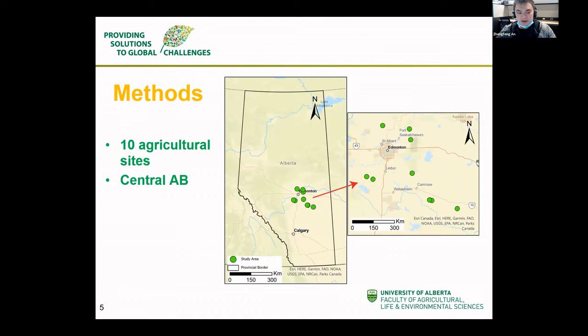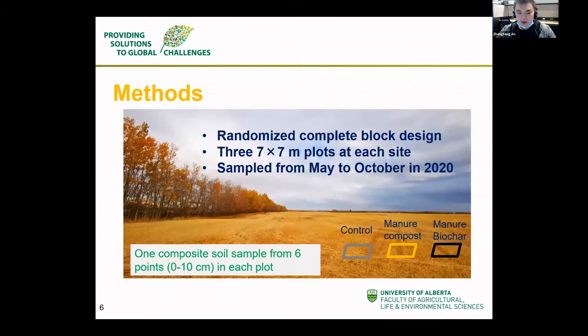We utilized 10 agriculture sites, all located in Central Alberta. Actually, this study was a small part of phase 2 of the project. We used a randomized complete block design with three 7x7 meter plots at each site. Soil samples were collected monthly from May to October in 2020. At each plot, one composite soil sample was taken from 6 points from 0 to 10 centimeters.